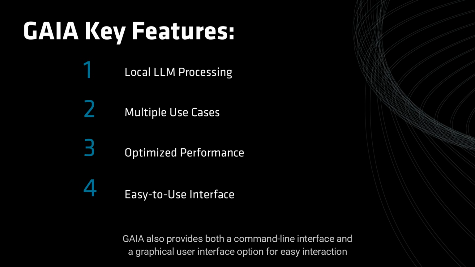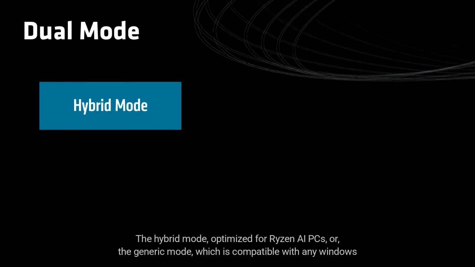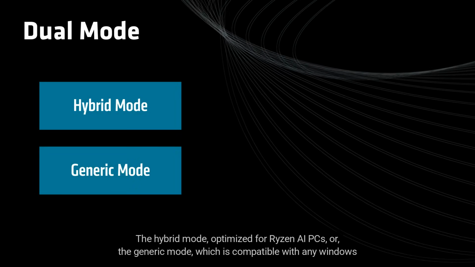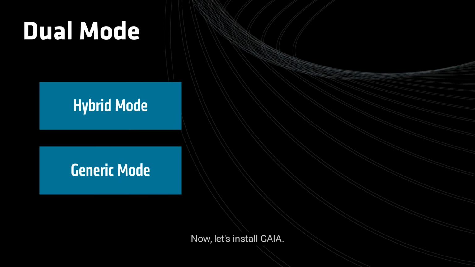GAIA also provides both a command line interface and a graphical user interface option for easy interaction with models and agents. Lastly, it allows you to easily build and integrate your own agents and use cases. GAIA comes in 2 flavors: the hybrid mode, optimized for Ryzen AI PCs, or the generic mode, which is compatible with any Windows PC using Ollama as the backend. Now, let's install GAIA.